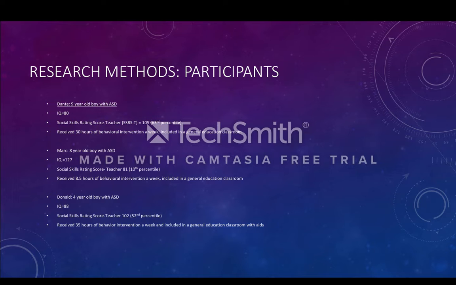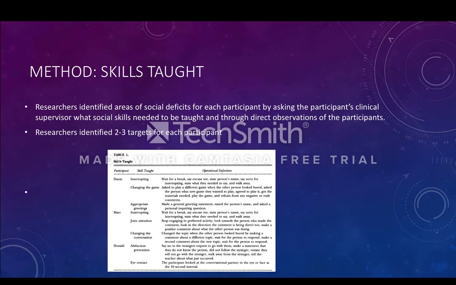So this study had 3 participants: Dante, a 9-year-old, Marc, an 8-year-old, and Donald, a 4-year-old, with all different levels of IQs and social skill rating scores. They all received different levels of behavioral intervention per week, and they were all in a general education classroom. So here it shows the different participants and the skills that were taught and the operational definitions for those skills.